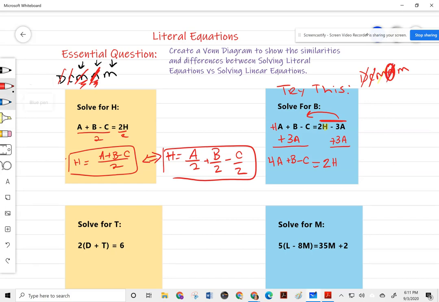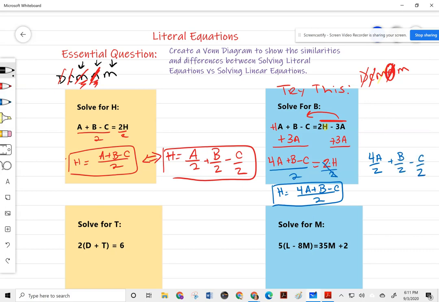And so lastly, the last part is to just undo what's being done. So this is 2 times h. So we are going to divide, and we're going to take this whole thing and divide by 2. So h is equal to 4a plus b minus c all over 2. And then if you were to break that up, it would be 4a over 2 plus b over 2 minus c over 2.